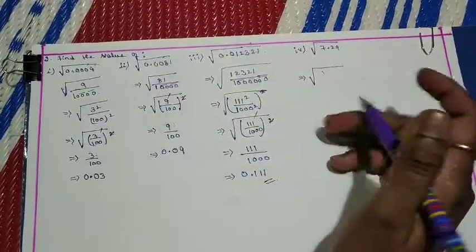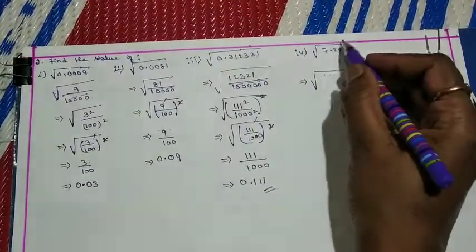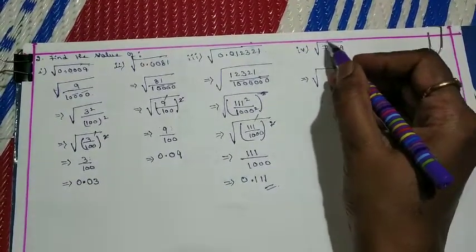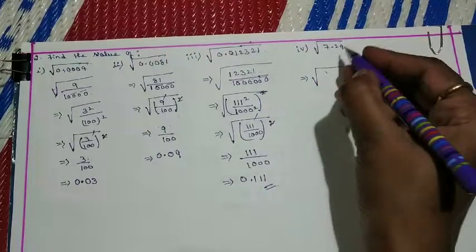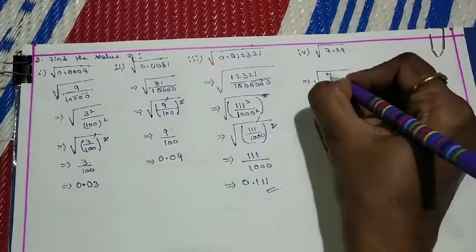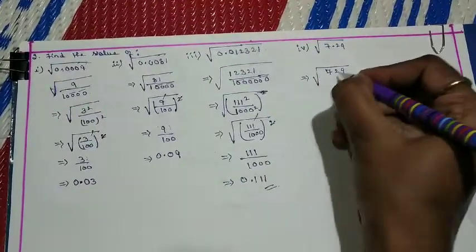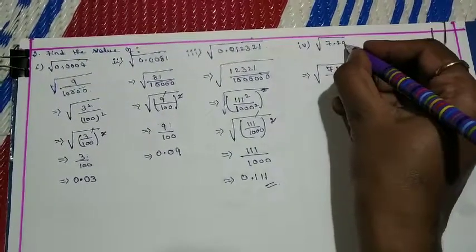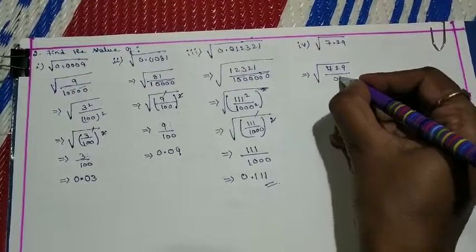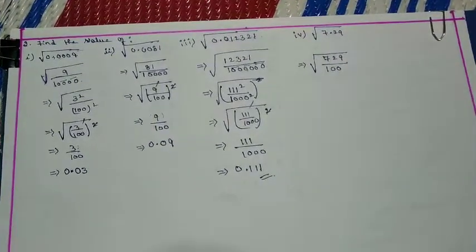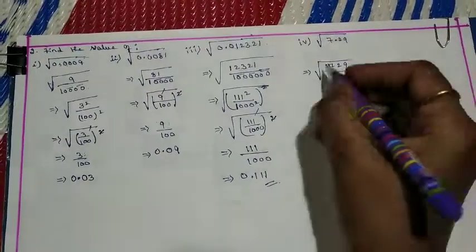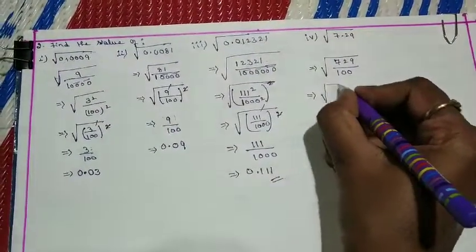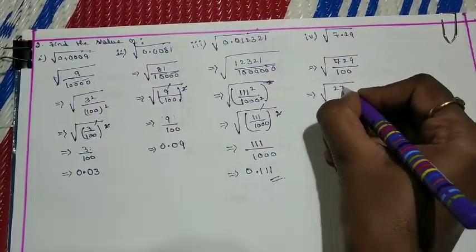Now let me move to the fourth question. That is square root of 7.29. If I remove the decimal point, then the value becomes 729, and 729 is a perfect square. So 729 divided by, after the decimal point we have 2 digits. So 2 zeros in the denominator following 1, means 1 followed by 2 zeros. It becomes 100. Then 729 is a perfect square of 27.